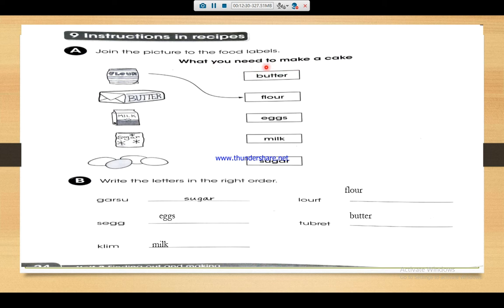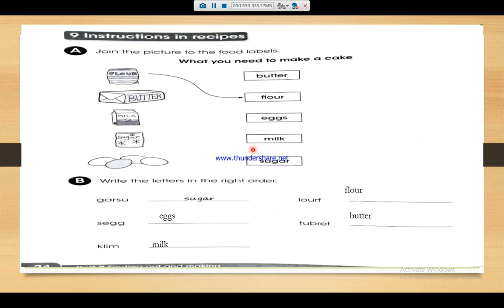So the first step is what you need to make a cake. What you need to make a cake. What do we call these words? We call them ingredients. So in this page, we are talking about the ingredients. What you need. Because in the coming page, we are talking about the instructions or what to do.